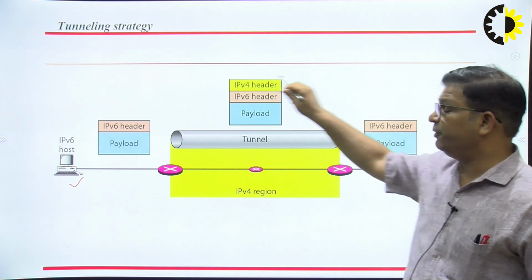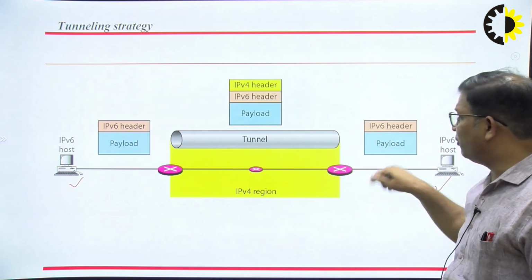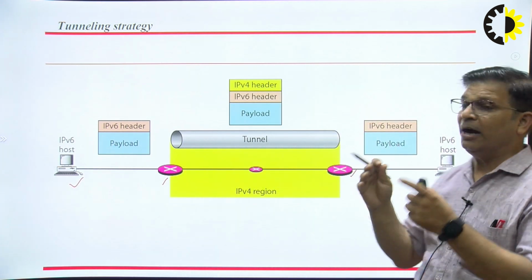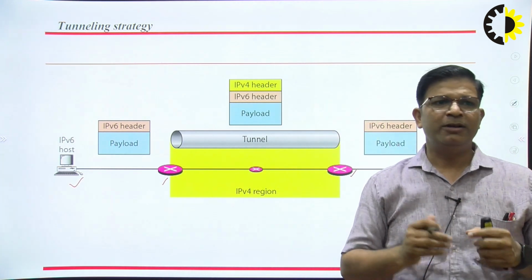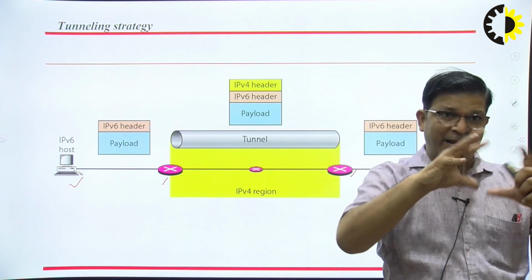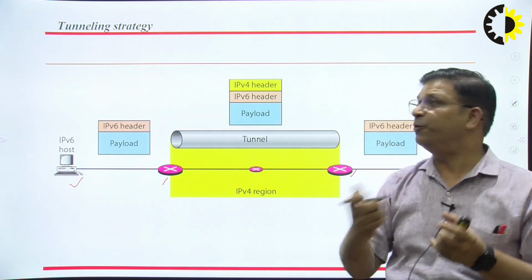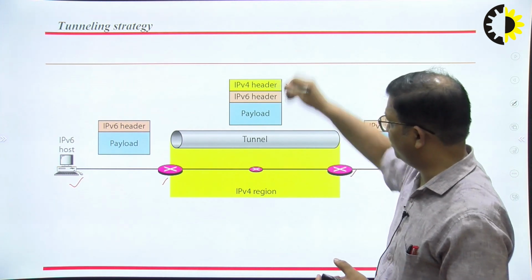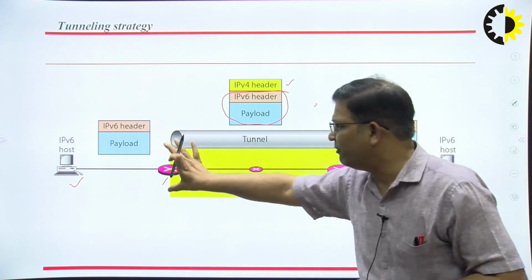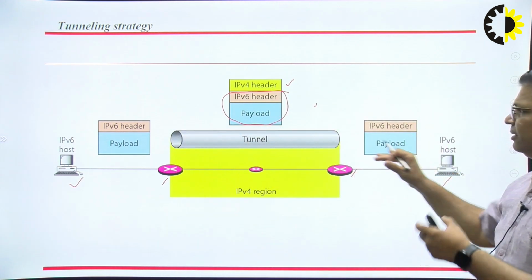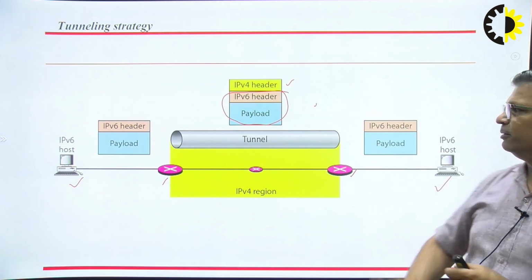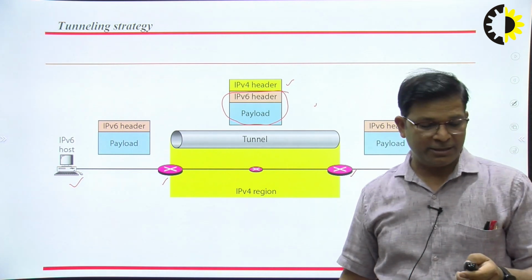but the network is using an IPv4 region. So in the IPv4 region, there is a router, and from this router to this router, a tunnel is there. The tunnel means all the IPv6 packets are kept together inside IPv4. The IPv4 header is kept on top, and this IPv6 packet and payload travel from this node to this node, and then the IPv4 header is stripped and the IPv6 packet is delivered to the IPv6 host. So this is the tunneling concept.